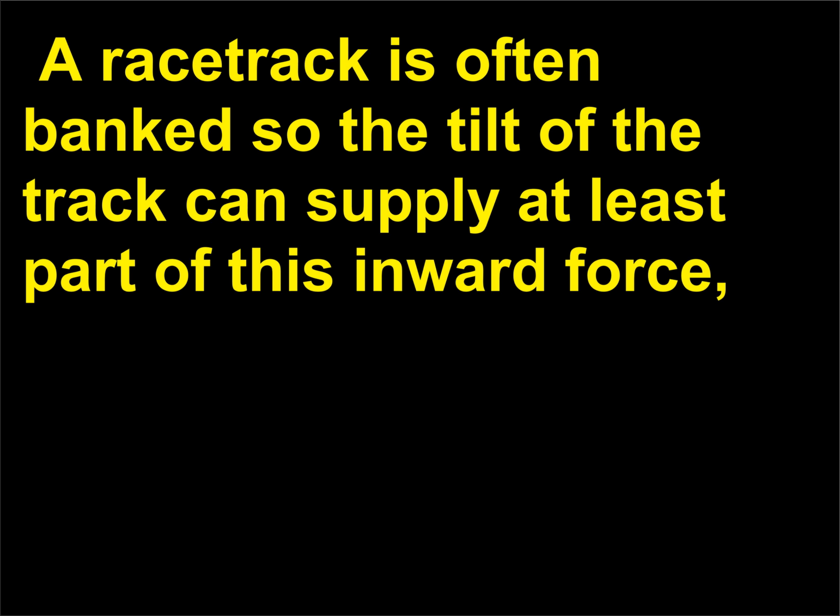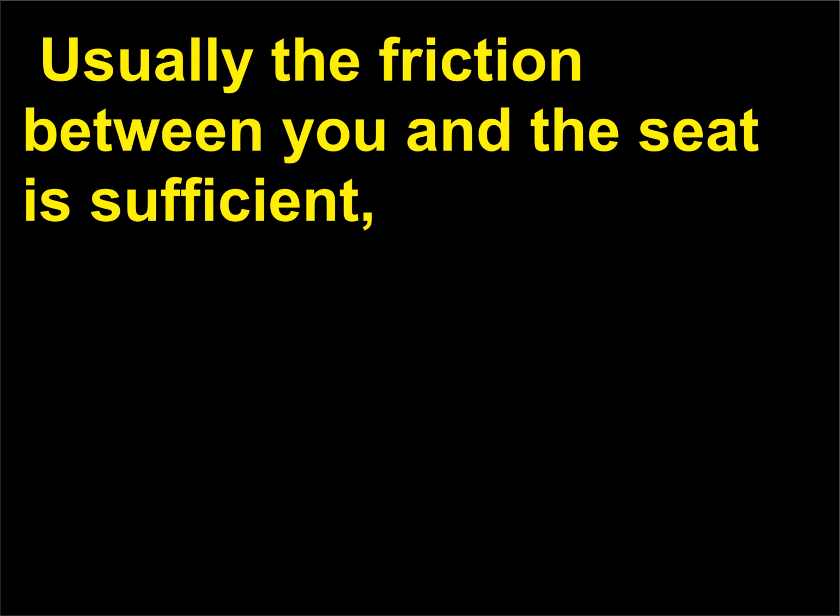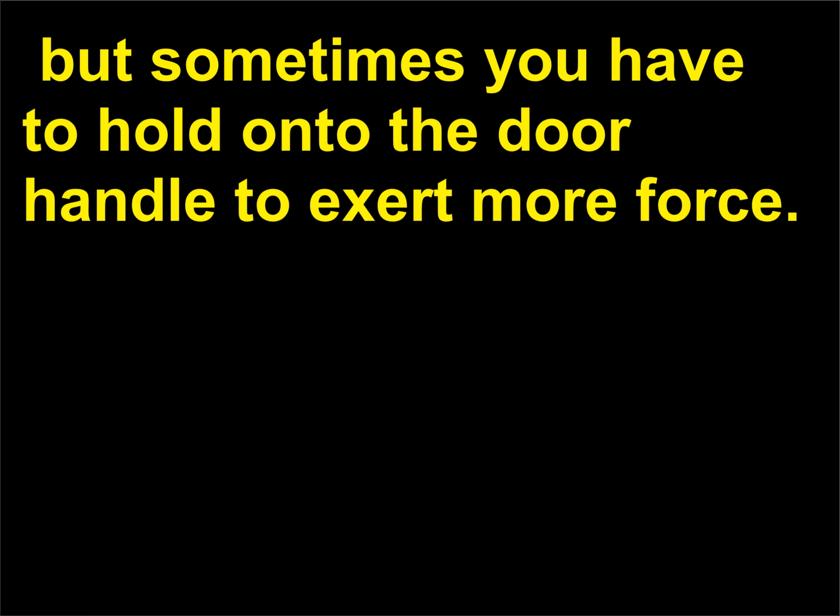A racetrack is often banked so the tilt of the track can supply at least part of this inward force, reducing the need for friction. If you're sitting in the car, there must be a sidewise force on you so that you stay with the car as it makes the turn. Usually the friction between you and the seat is sufficient. But sometimes you have to hold onto the door handle to exert more force.